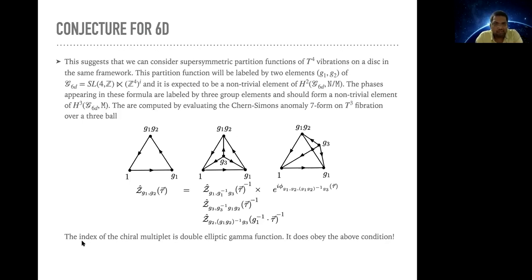Okay, and in fact, you can check this in a simple case, for the case of a chiral multiplet, and the index of that is a double elliptic gamma function, and it indeed obeys the constraint that would follow from this one cocycle condition. That's the modular property. So there is a sequence of elliptic gamma functions. The one that I talked about earlier you would call a single elliptic gamma function. This is a double elliptic, and this triple, and so on. And all of them obey modular properties. You think of this as the origin of the modular property obeyed by the double elliptic gamma function in six dimensions. Okay, so it immediately offers a conjecture for 6D, and I think this requires further exploration also. It's an interesting thing to explore.